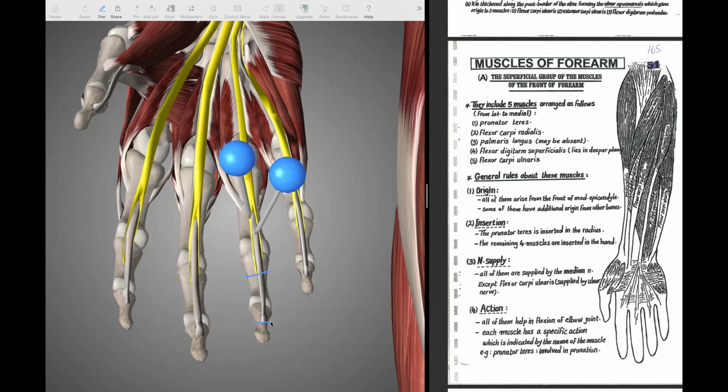This is the first picture that I sent you, the action of flexor digitorum superficialis. The first picture, where your whole finger is bent. The second picture is flexor digitorum profundus, where you're able to bend only the tip of your finger. This is the action of flexor digitorum profundus.